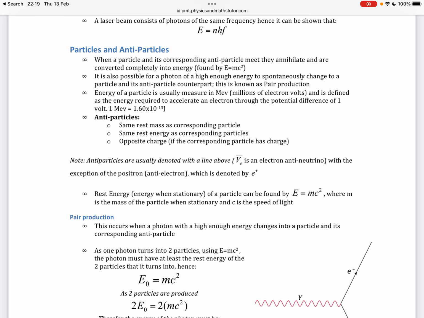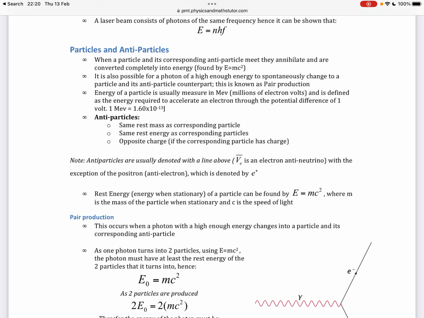1 MeV is equal to 1.60 times 10 to the power of negative 13 joule. What about the antiparticles? Antiparticles have the same rest mass as the corresponding particle, the same rest energy as the corresponding particle, and opposite charge if the corresponding particle has charge. Note that antiparticles are usually denoted with a line above, for example, as shown. For example, v with a line above is an electron antineutrino, with the exception of the positron, the anti-electron, which is denoted by e positive.